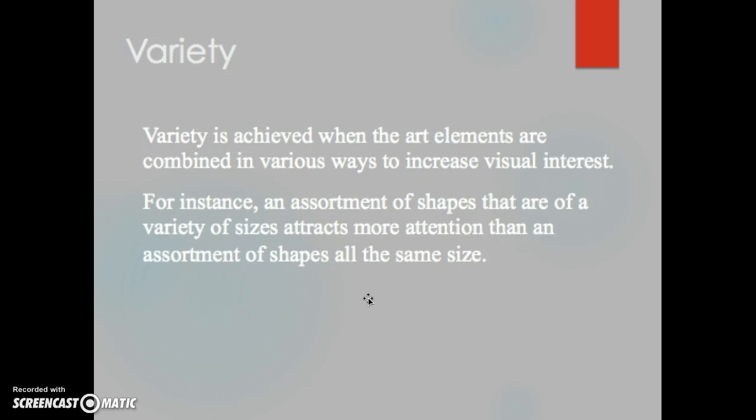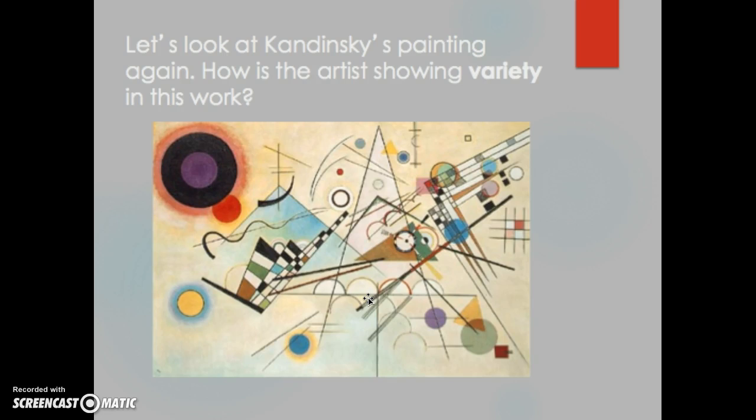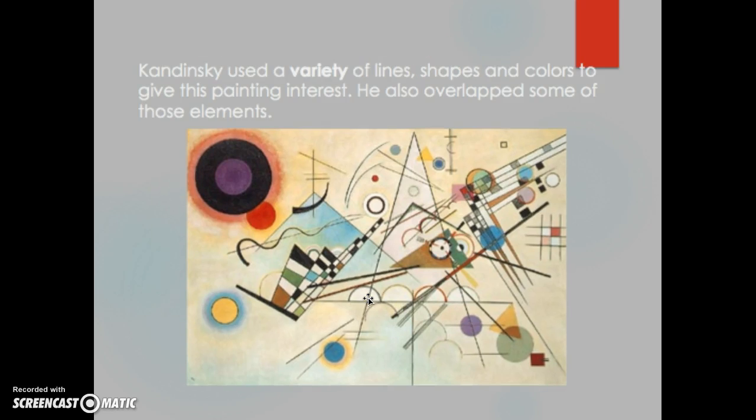All right, variety. It's the spice of life, right? It's an assortment. If everything was the same size, that's a totally different principle, which is repetition. But let's talk about variety, which is difference within a single work. Go back to Kandinsky's painting. How is the artist showing variety in this work? If you said that there's a difference in the size of the shapes, some overlap, some shapes are alone, some are darker, some are just lines, some are filled in. Different things going on. That's all that means.